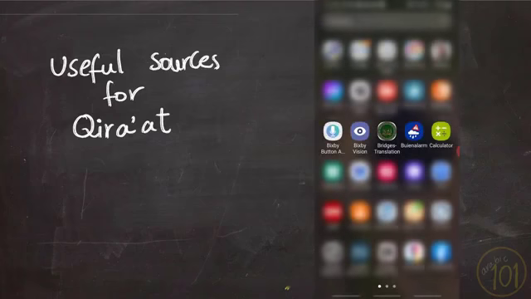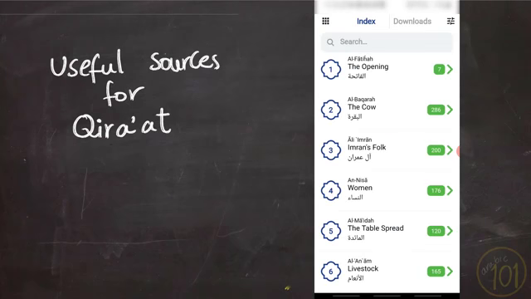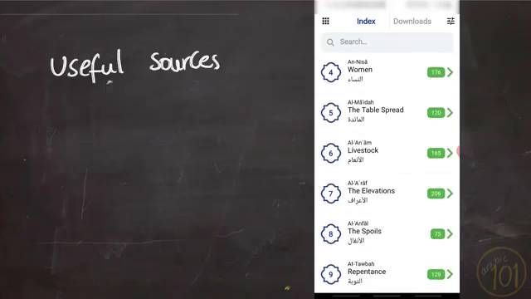The last source is an app that you can download on your Android smartphones, and it is called Bridges Translation. And this is a translation of the Holy Quran that takes into account all the different variations between all the different qira'at.